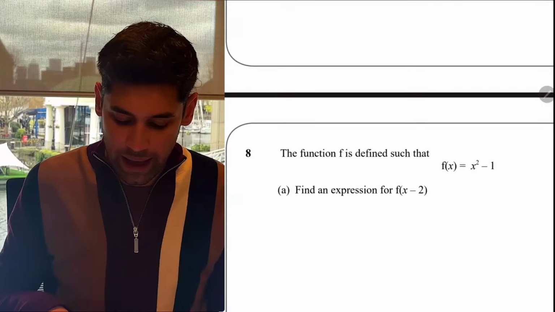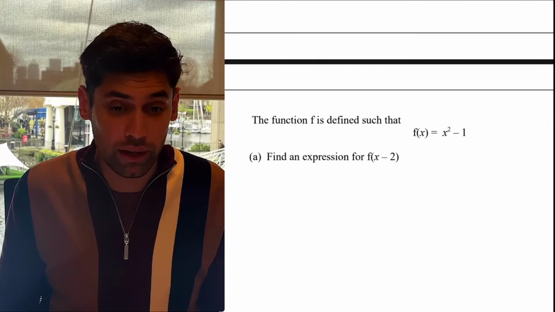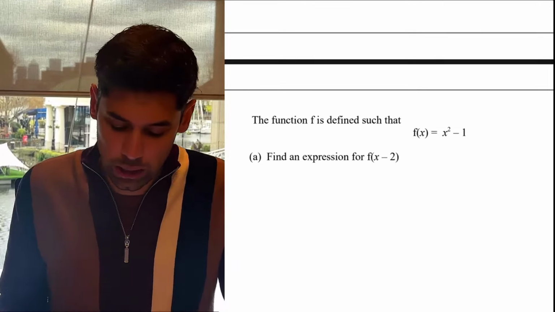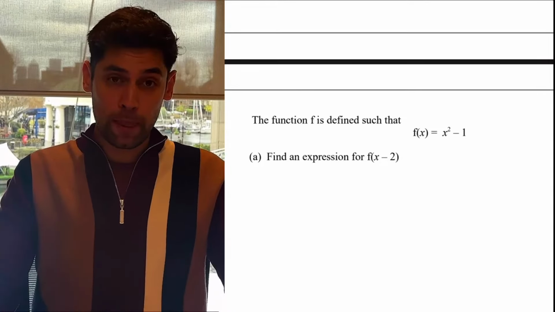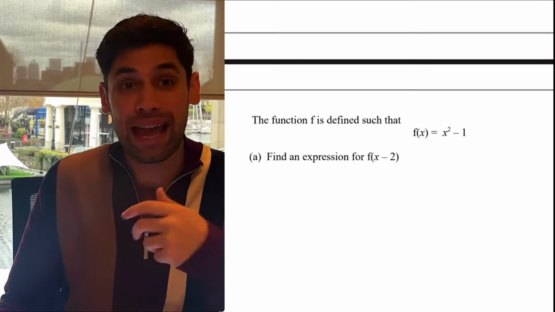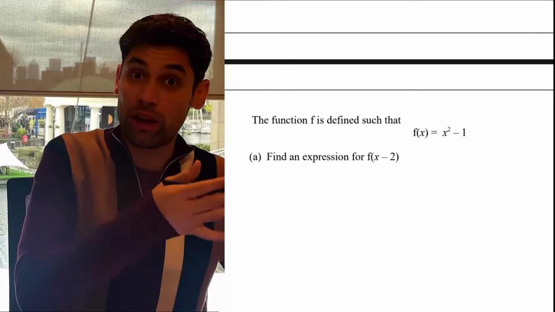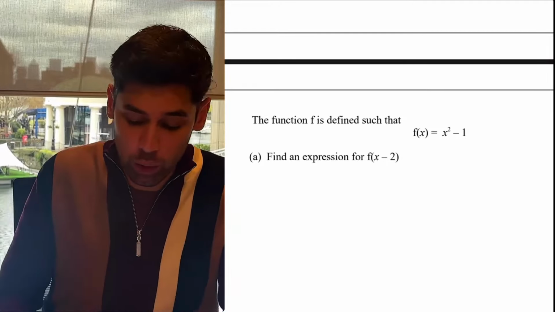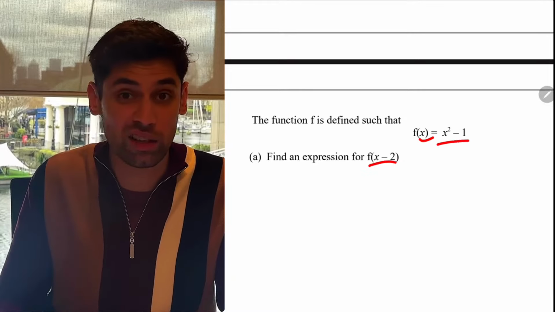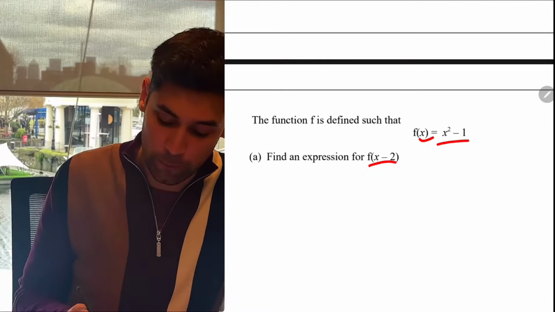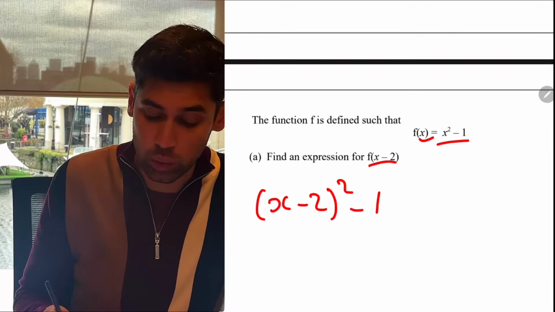A function f is defined such that f of x equals x squared minus 1. Find an expression for f of x minus 2. This looks a lot more complicated than it actually is. It's actually really, really simple. Remember earlier we were doing f of 3 or f of 5. We just replaced the x with whatever number they had replaced x with. Well, right now they're replacing x with an x minus 2. So we're just going to write out the right-hand side. Instead of x, we're going to put x minus 2. So this is going to be x minus 2 squared minus 1.